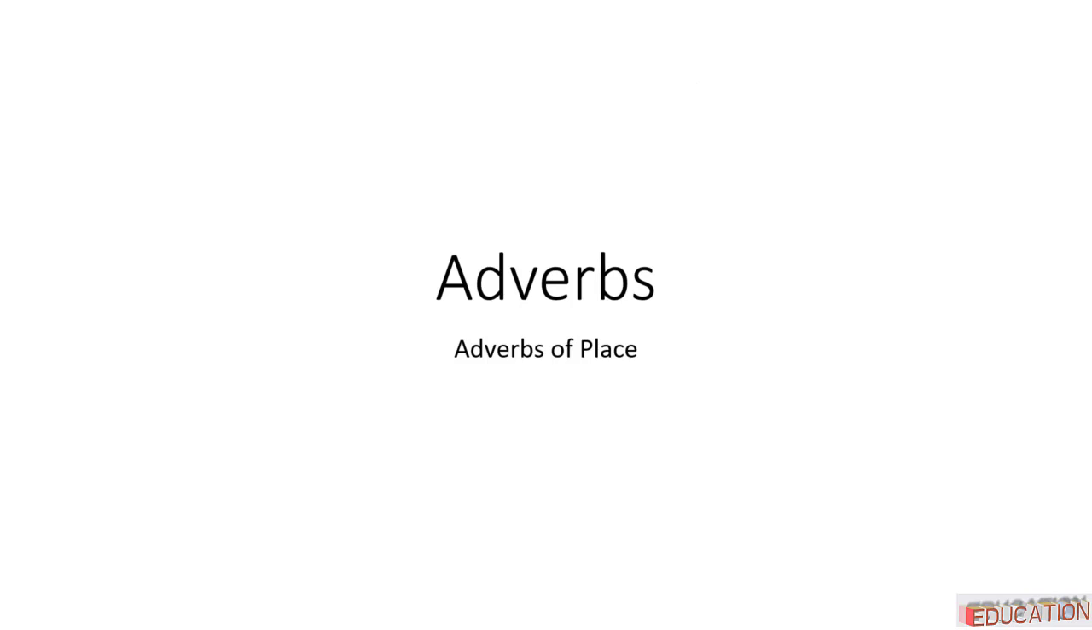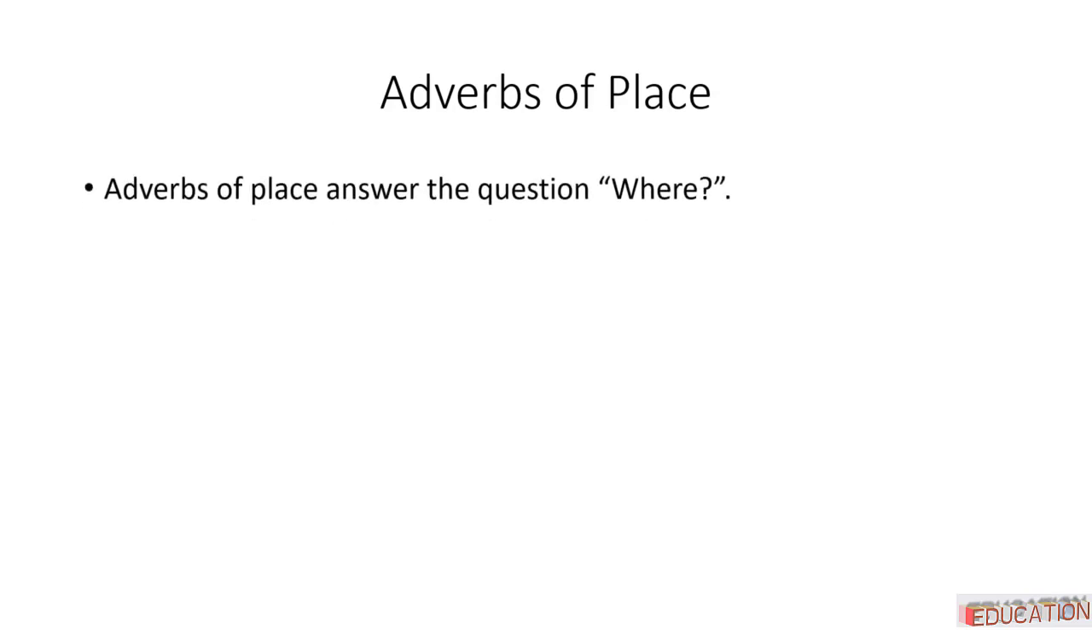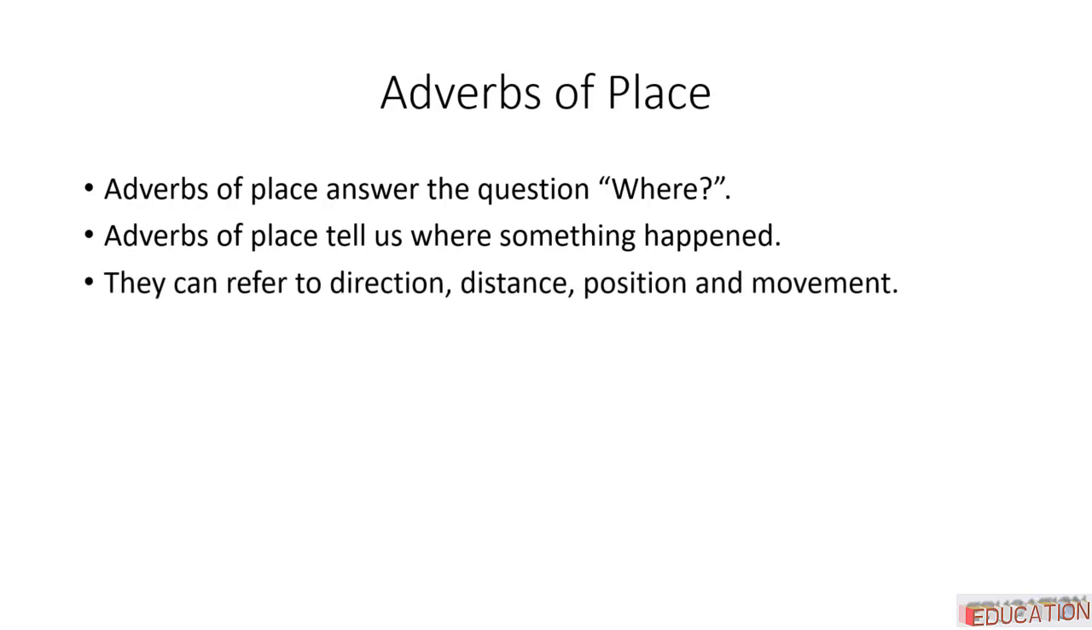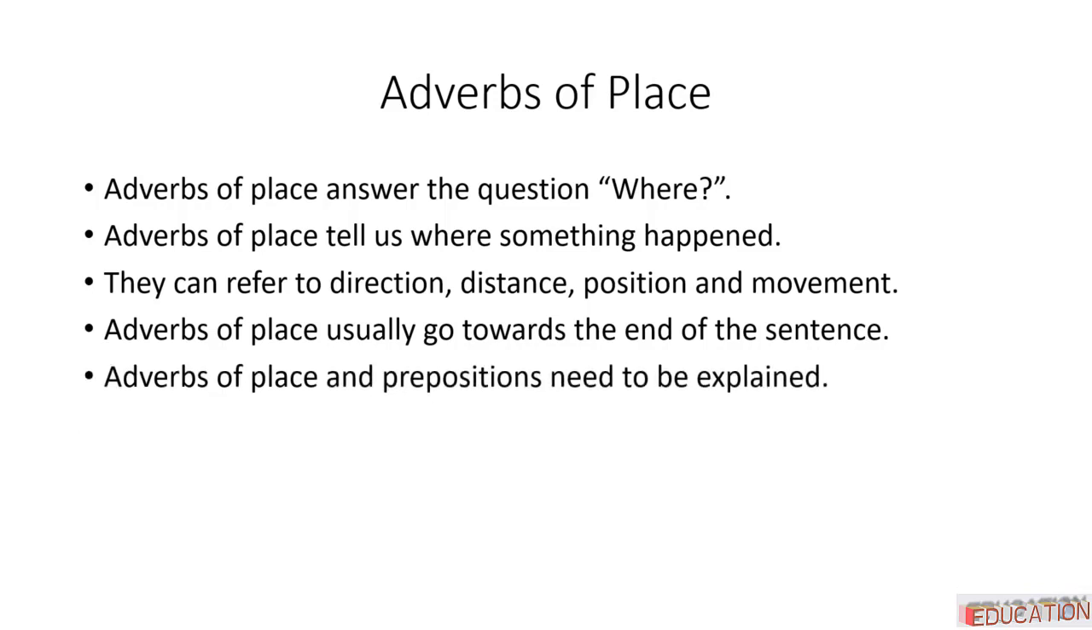This lesson is on adverbs of place. So adverbs of place answer the question where. So they tell us where something happened. They can refer to direction, a distance, position, or movement. They usually go towards the end of the sentence. And we need to look at adverbs of place and prepositions a little bit carefully.